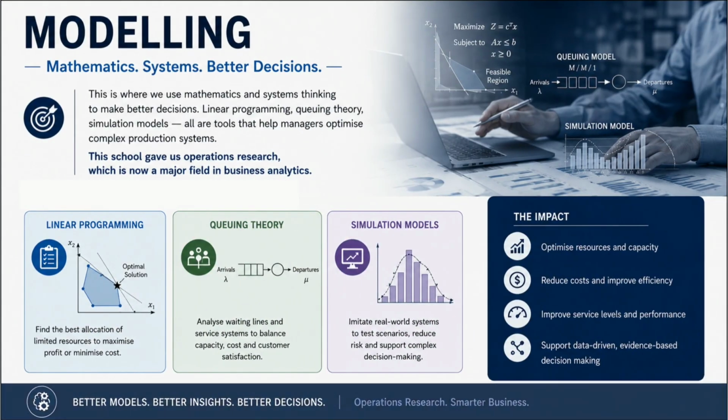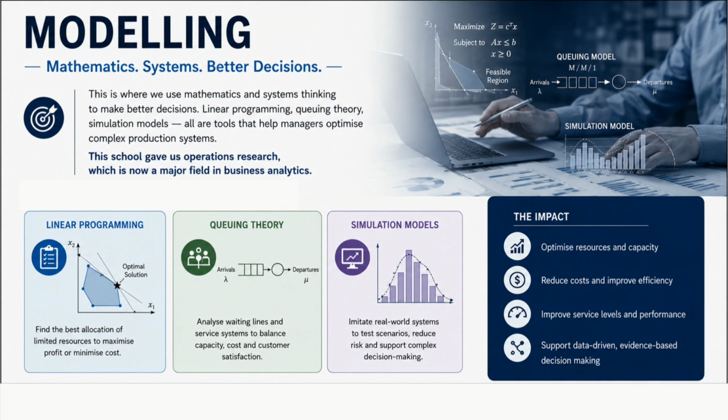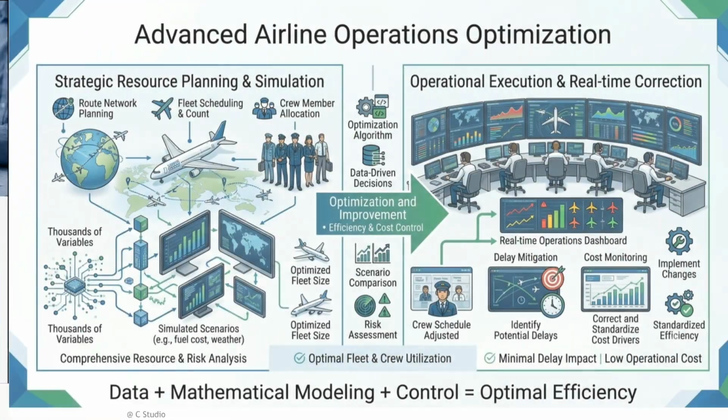The third concept is known as the modeling school. Here, managers rely on mathematics, statistics, and computer models to make better decisions. Rather than guessing, they analyze data and choose the best possible solution. The modeling school uses mathematics and systems thinking to support data-driven decisions. Whether it's linear programming or queuing theory, these models help optimize resources and reduce operational risk.